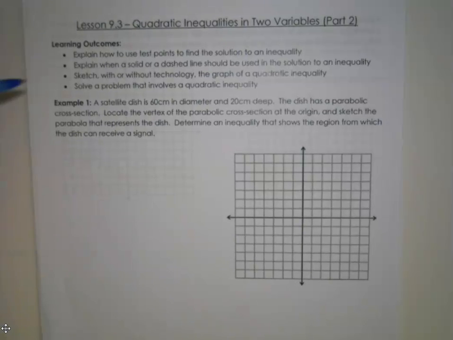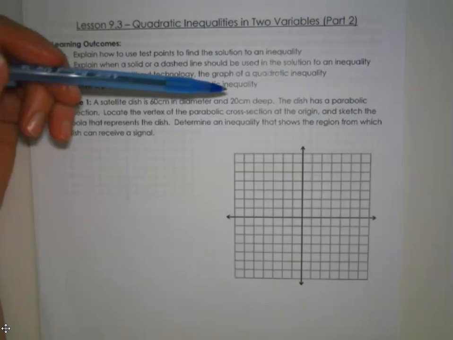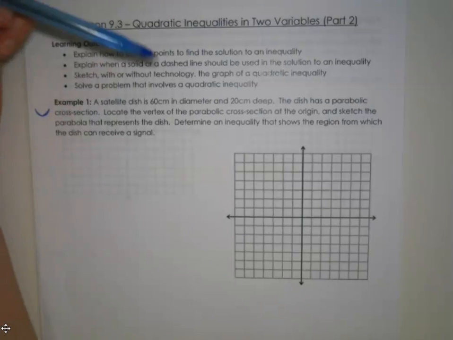Alright, so we have a word problem here that says a satellite dish is 60 centimeters in diameter and 20 centimeters deep. The dish has a parabolic cross section. So basically that just means if you look at it edge on, like from the side, then it would have the shape of a parabola, right? It's basically just kind of like a bowl shape.